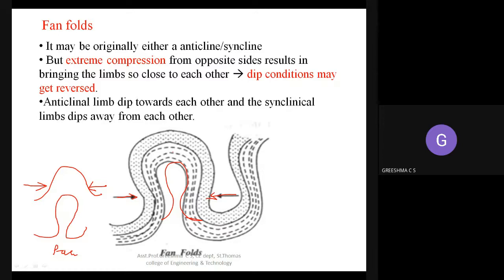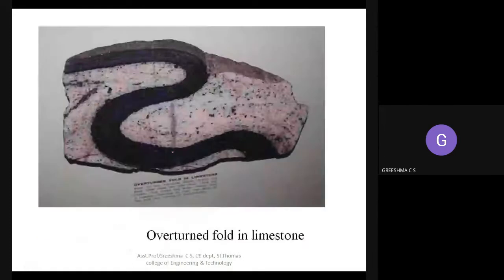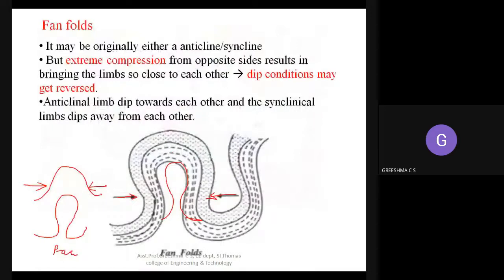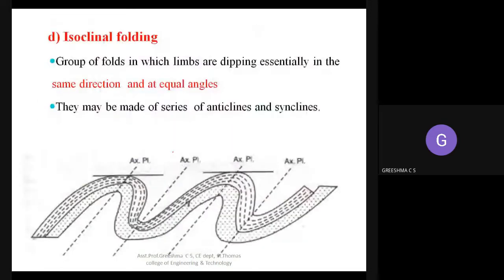Due to the excessive compressive force that is applied, it will have a reversed anticlinal condition, or you can say reversed synclinal condition. See, this is an example of an overturned fold. Next one is isoclinal folding.